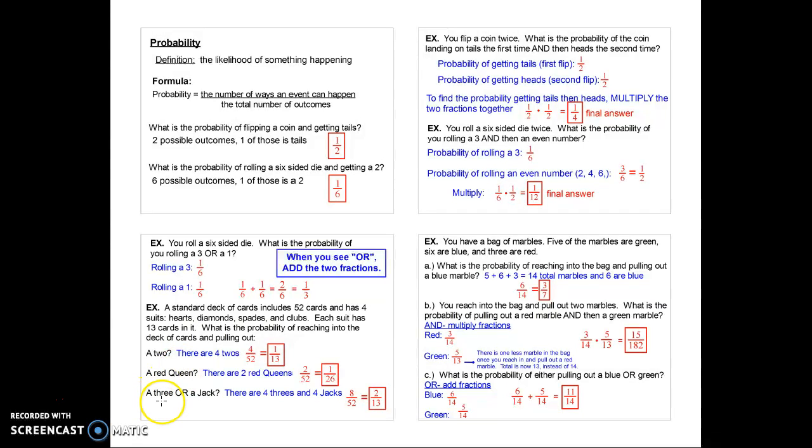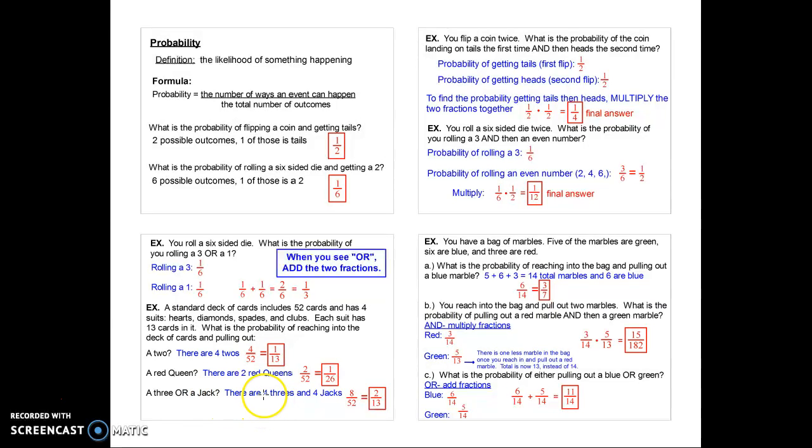Third example here says a 3 or a jack. So I have 2 separate probabilities, 2 events taking place with the word or in between. Because it has or, I am adding these 2 probabilities together.